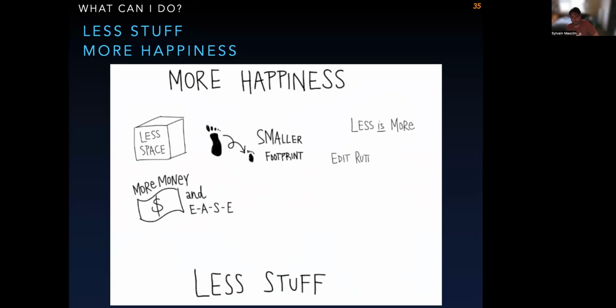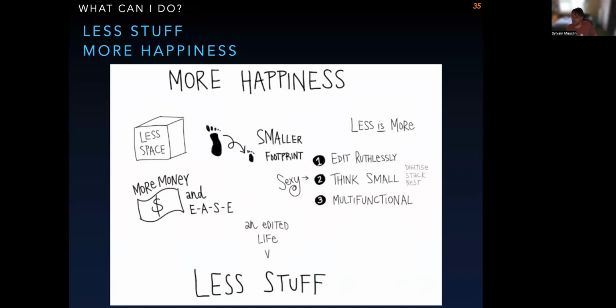And three things we can do to achieve more happiness: edit ruthlessly, and think small, not big. He recommends that we nest, stack, and digitize things. He says that small is sexy. And we should look at things for their multifunctional uses. How could using one thing be applied to something else? Live an edited life. You'll have more freedom, and he says you'll be able to make room for the really good stuff in life, the stuff that we want to do in our lives.